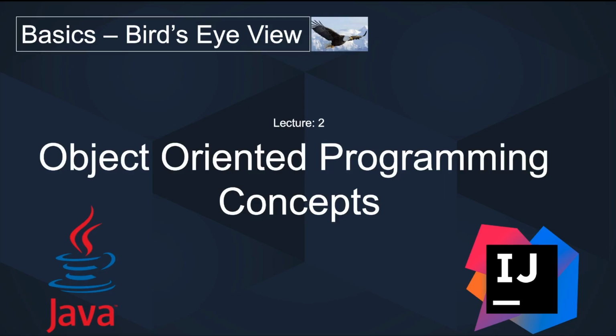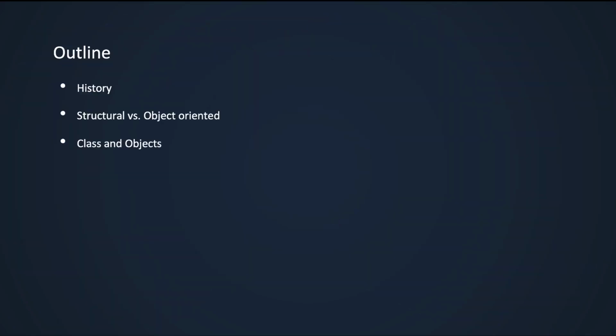In this video, we are going to learn about object-oriented programming concepts, briefly called OOPS concepts. The outline of this video is as follows. First, we discuss the history of object-oriented programming. Then, we look at the differences between the structured and object-oriented programming. Finally, we talk about classes and objects.